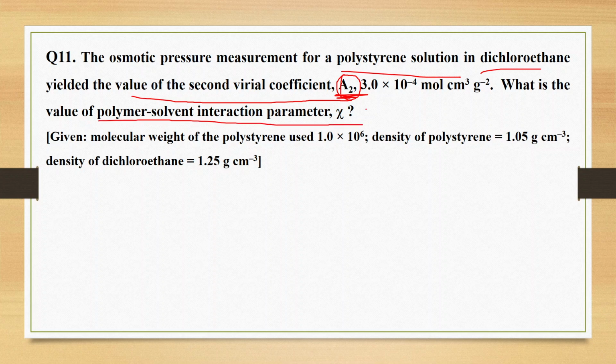If you do not remember the formula for A2, you can go back to the slide. There is a relation between the second virial coefficient and chi. If you find that particular equation, it will be easy for you to give the answer to this question. One thing I must mention: regarding the formulas that come up either in the assignments or in the sessions I am discussing, you need to remember some formulas, right?